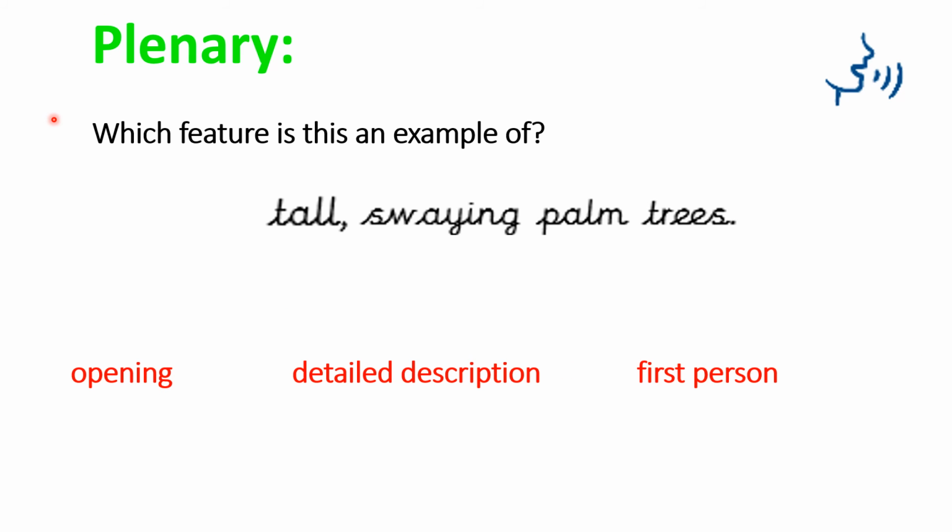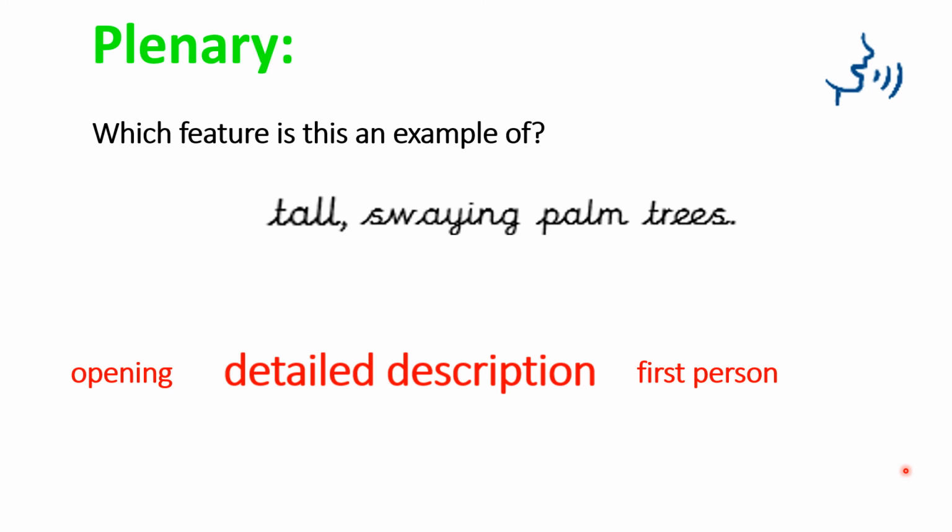And finally, which feature is this an example of? Tall, swaying palm trees. Is it an example of an opening to a diary entry, a detailed description, or an example of writing in first person? Fantastic, that's it. It's an example of writing a detailed description.